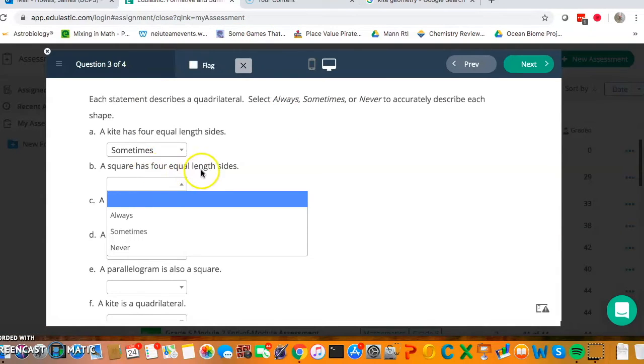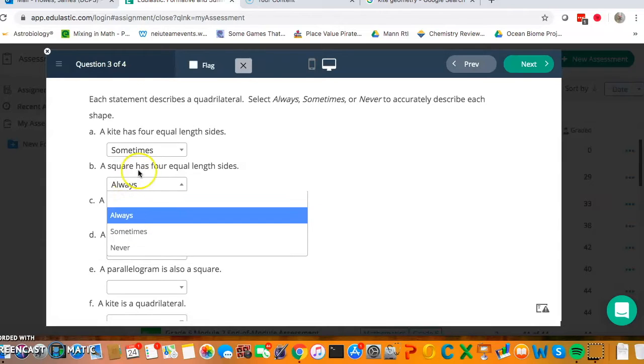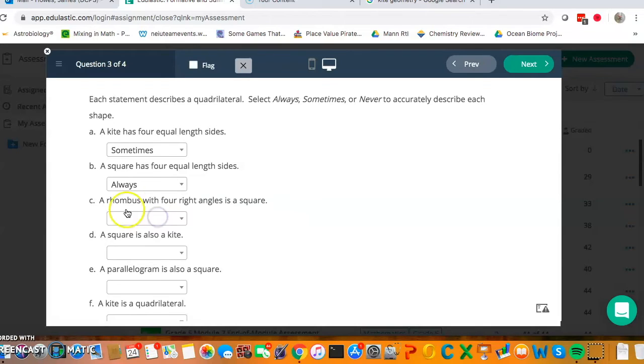Alright, a square has four equal side lengths. A square is a shape that has equal sides and equal lengths, so that's always true. A square has four equal side lengths. A square is a shape which has four equal angles and four equal sides, so that's always true.